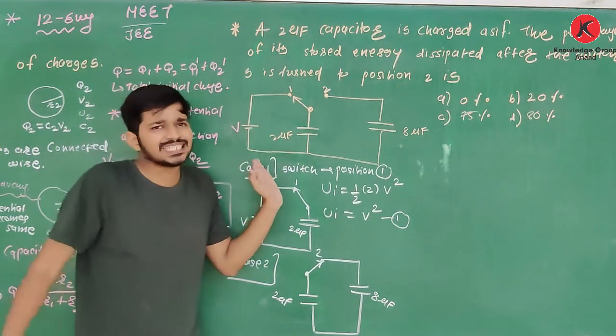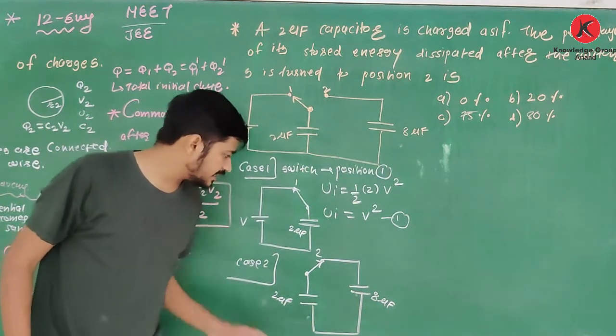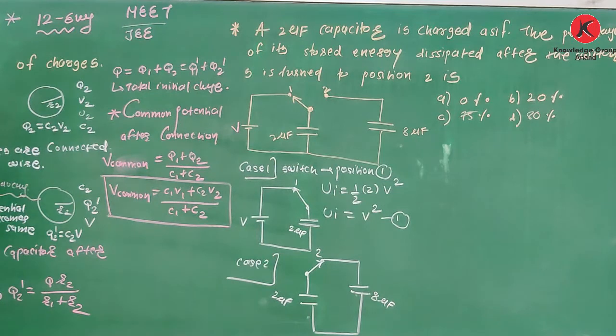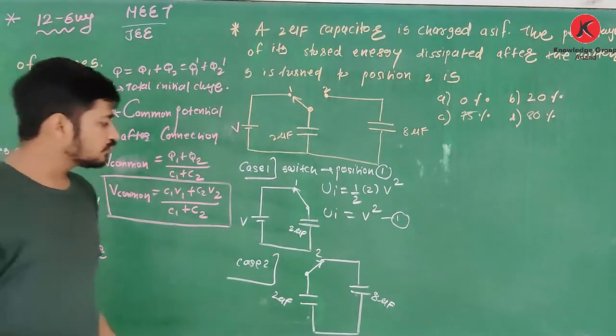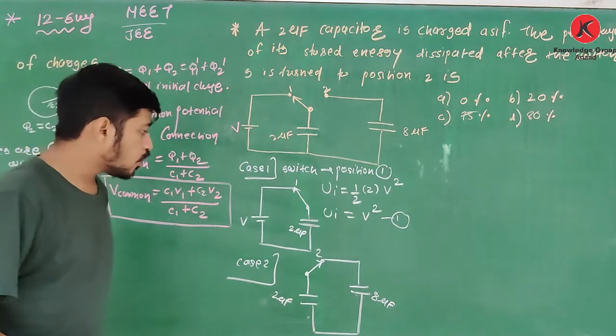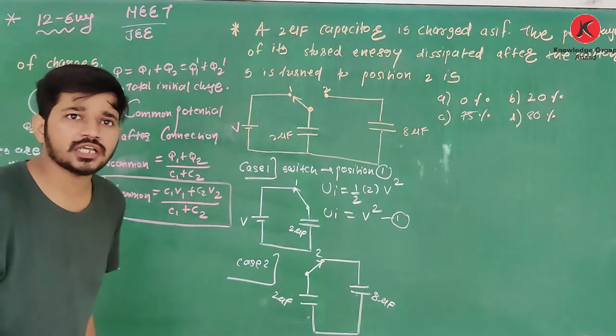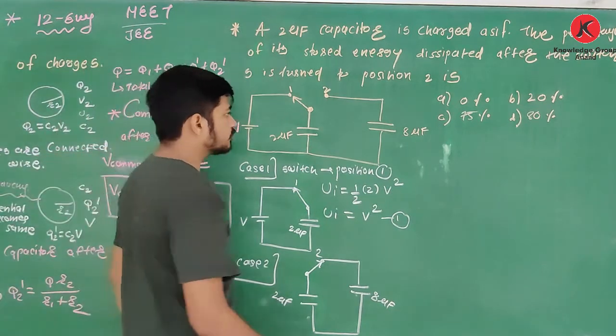This battery is disconnected and these two capacitors are now connected. So yes, it is like this. Two capacitors are connected. So first of all, I will find what is their common potential. Yes, I will find what is their common potential.